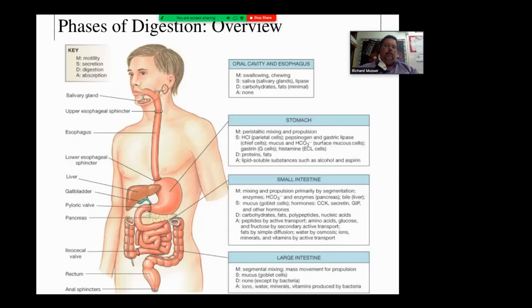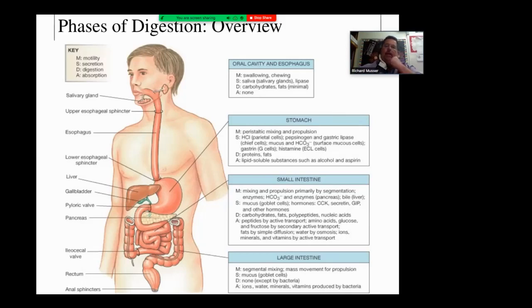But for the most part, there's some lipid-soluble substances like alcohol and aspirin being absorbed. But for the most part, it's just some more digestion, particularly of proteins and fats, and denaturing proteins, which means breaking down hydrogen bonds and making it a more linear structure. The small intestine is where we're going to continue on this discussion.